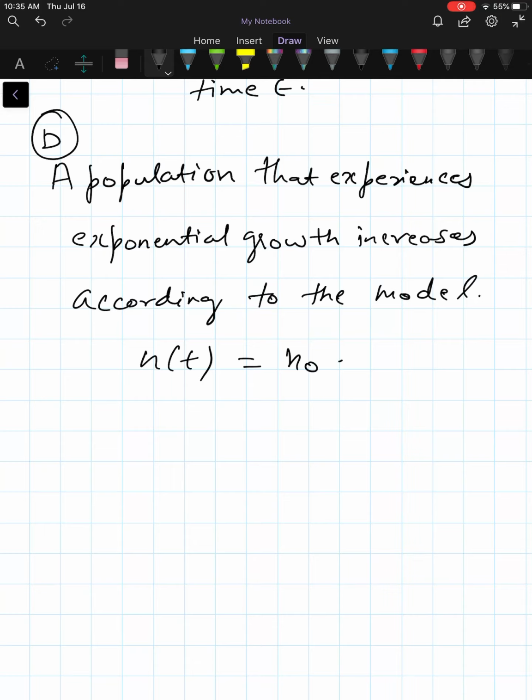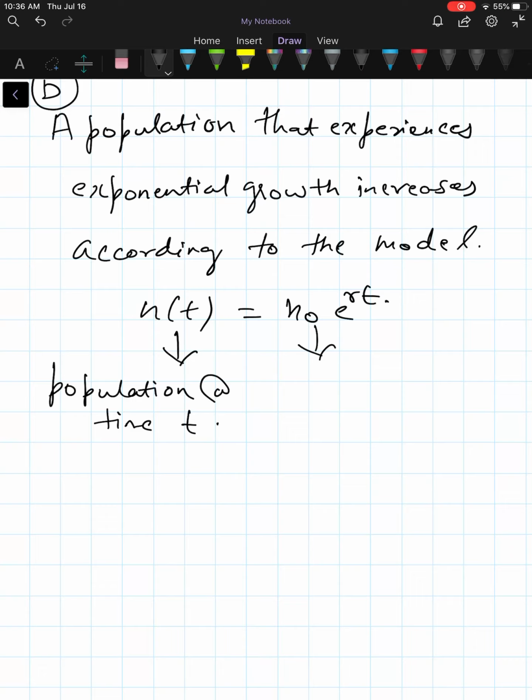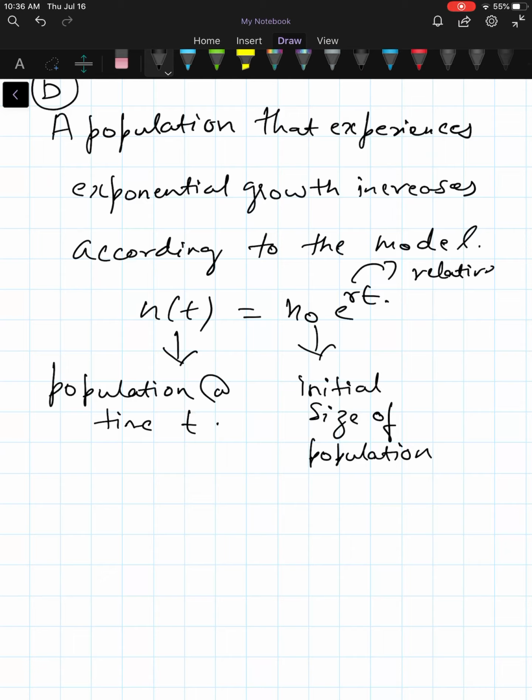So N of t is equal to N naught e to the power of rt, where N of t is the population at time t, N naught is the initial size of the population, r is, as discussed above, the relative rate of growth expressed as a proportion of the population, and t is the time.